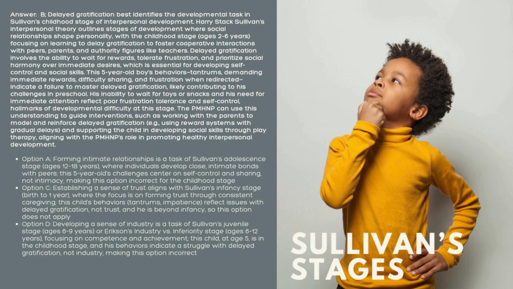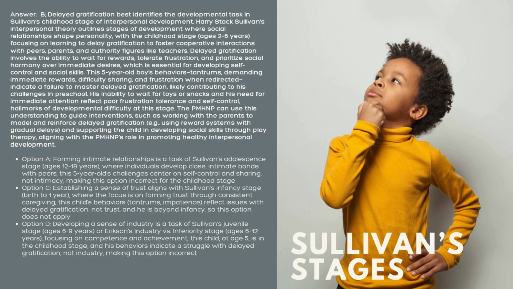So the child's tantrums and impatience reflect issues of delayed gratification, not trust. And then option D, developing a sense of industry. This is a task of Sullivan's juvenile stage, that would be ages like 6 to 9, or Erikson's industry versus inferiority stage, that 6 to 12ish range. And this focuses on competence and achievement.